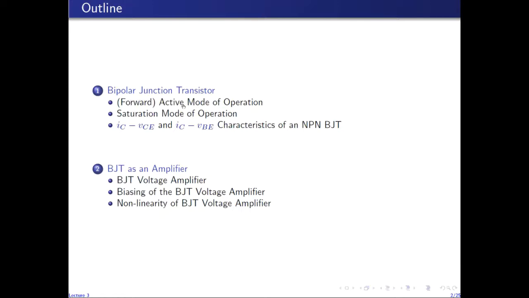In particular, I will go through the two important modes of operation of the transistor, namely the active mode, forward active mode, and the saturation mode of operation. I will also discuss their current and voltage characteristics. After that, we will use the bipolar junction transistor to construct a voltage amplifier. In particular, we will look at the need for biasing of the transistor for its use as an amplifier. And we will study the effects of non-linearities of the transistor on the output of the voltage amplifier.